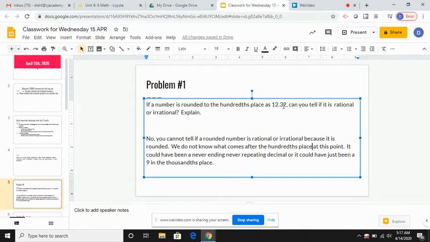So that gets to one of the key ideas of rational and irrational. A number like 12.32 is a rational number. But since it was rounded, we don't know what the original number that started this was. Was it 12.3197632 that went on forever? Or was it 12.3198 that just ended? We don't know. Was it 12.31999999, which would have also been a rational number since it repeated? But since it was rounded, we couldn't tell.